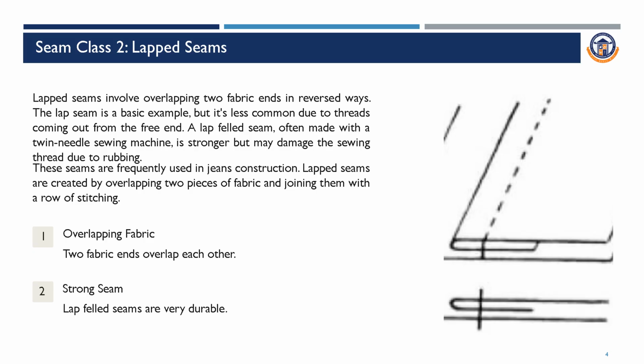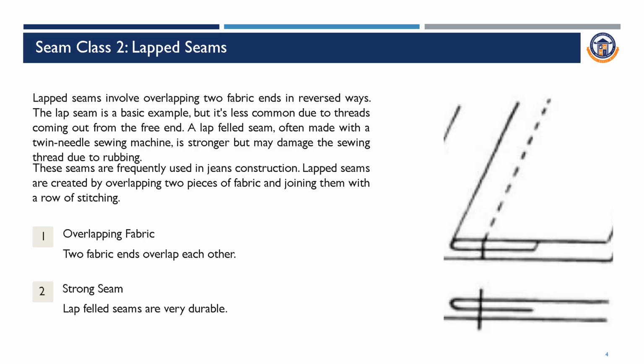A lapped seam involves overlapping two fabric ends in a reverse way. The lap seam is a basic example, but it is less common due to threads coming out from the free end. A lap felled seam, often made with a twin needle sewing machine, is stronger but may damage the sewing thread due to rubbing. These seams are frequently used in jean construction. Lapped seams are created by overlapping two pieces of fabric, joining them with a row of stitches.